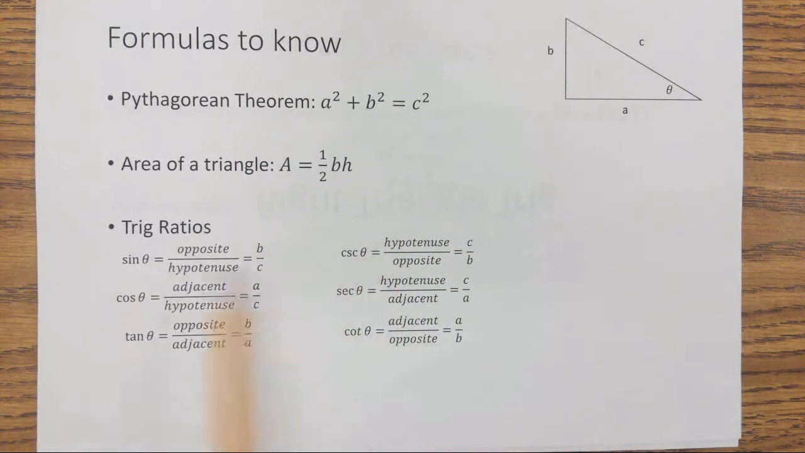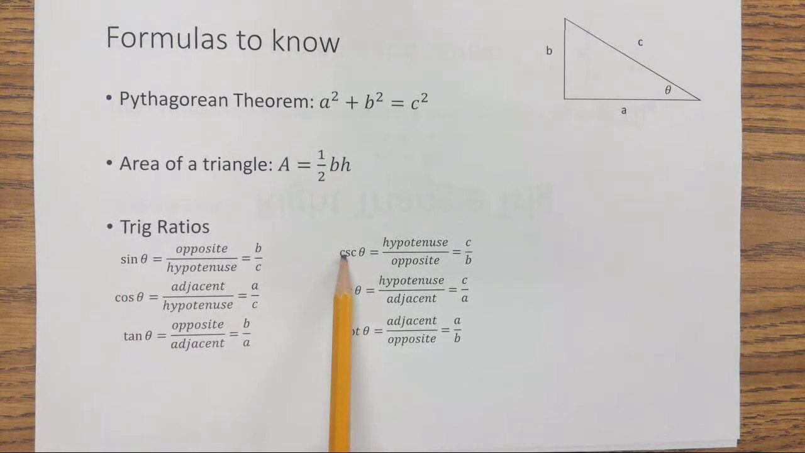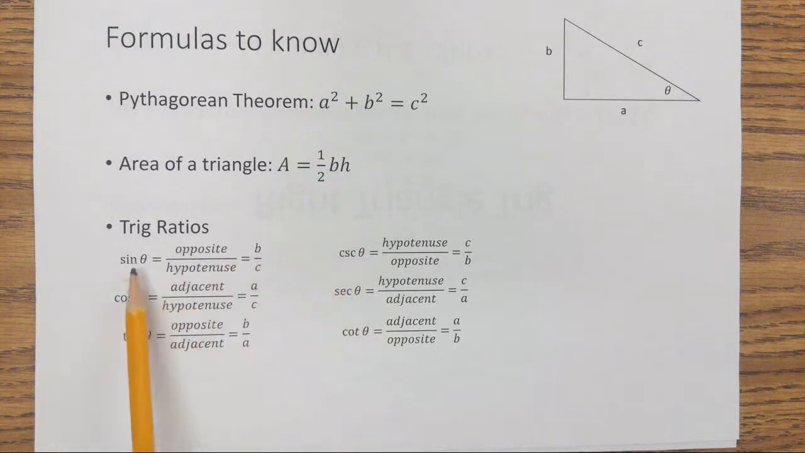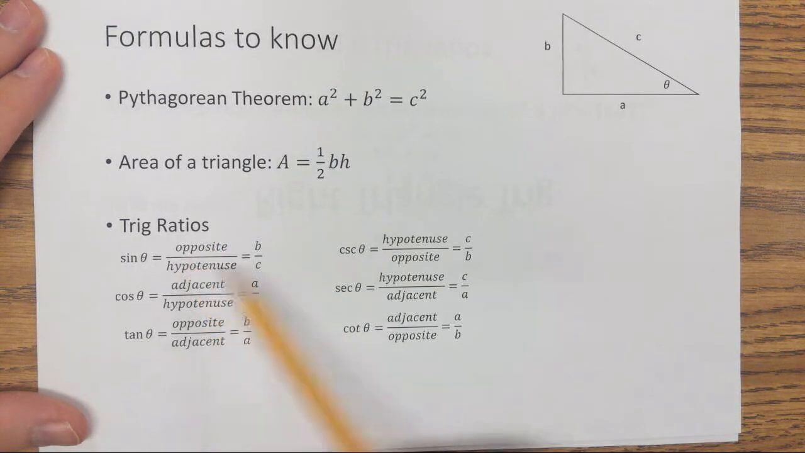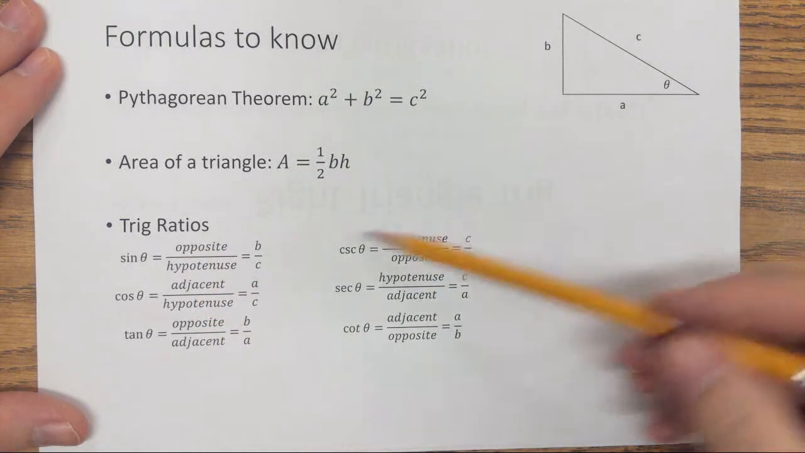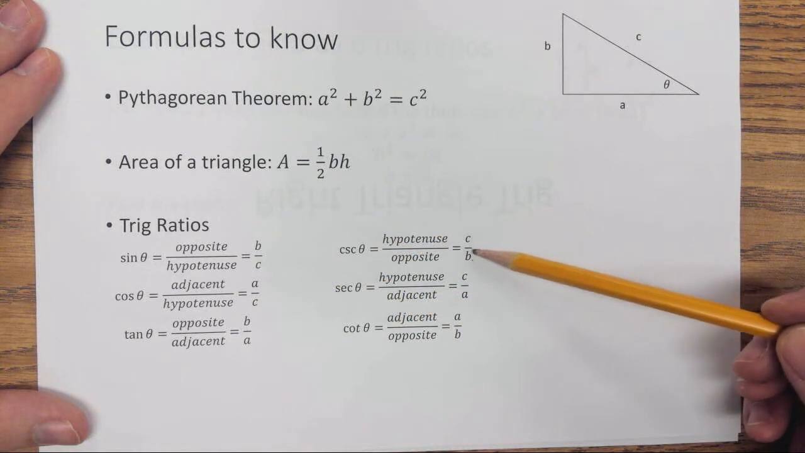Cosecant and sine are related to each other, in that the cosecant of the angle is the reciprocal of the sine of the angle. So essentially all I'm doing is taking this opposite over the hypotenuse and flipping it over. So instead of b over c, I've got c over b. The hypotenuse over the opposite.